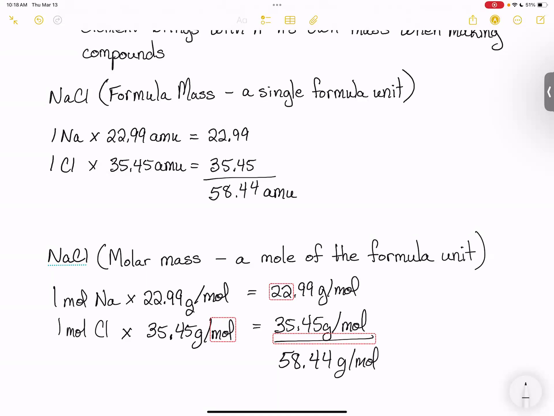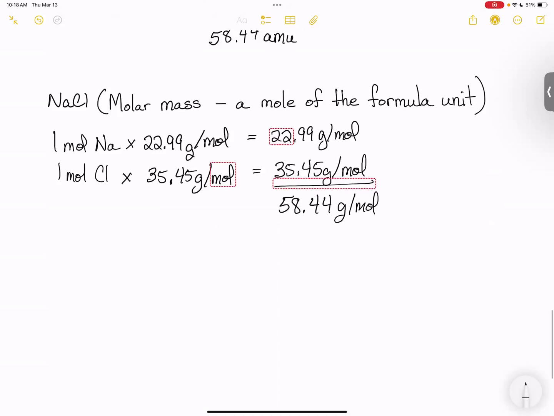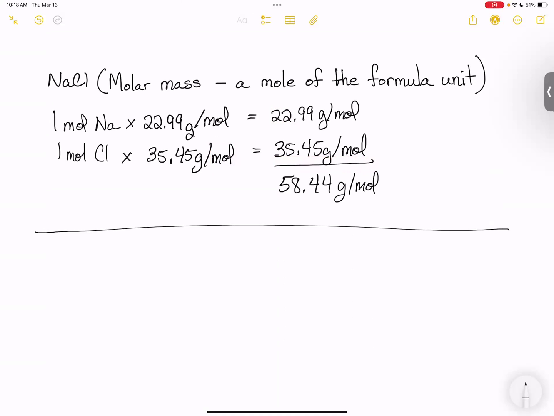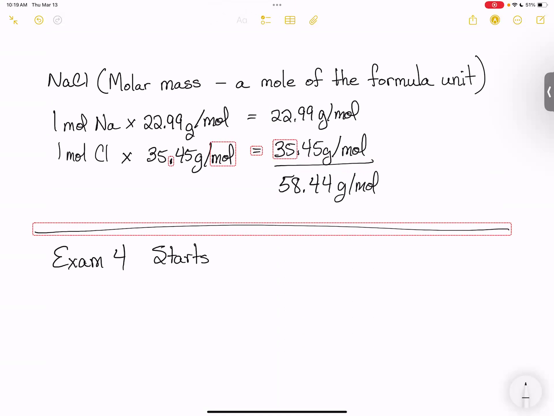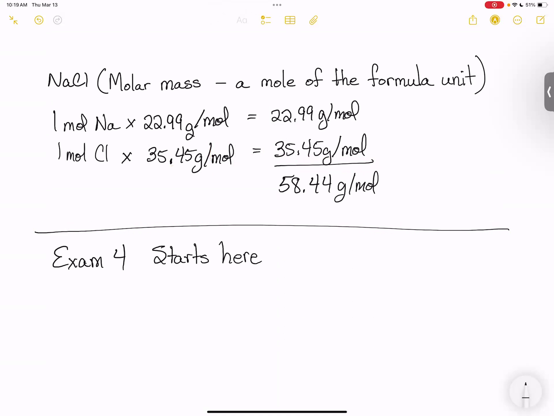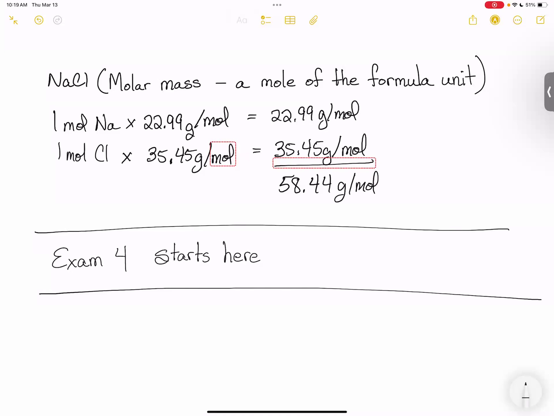Is this on the next exam? This will be on the next exam. This will be where the next exam ends. So yes, I'm glad you asked that. Exam 4 starts here. Formula mass and molar mass will be on the 3rd exam next Thursday.